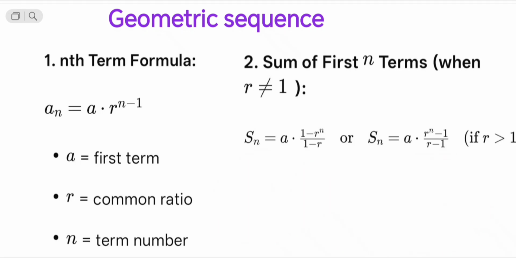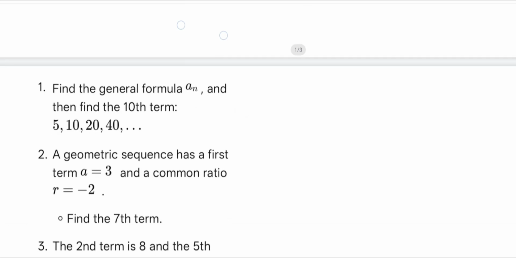Okay. Now we understand what is A, what is R, what is N. N is the number of terms. Which term? Second term, 10th term, 15th term, the number of terms. This is the sum, the number of terms we are going to add: 5 terms, 10 terms, 15 terms. So we will use this formula or this formula, both are same. Here R should be greater than 1. Let's see, we have some questions we will solve.